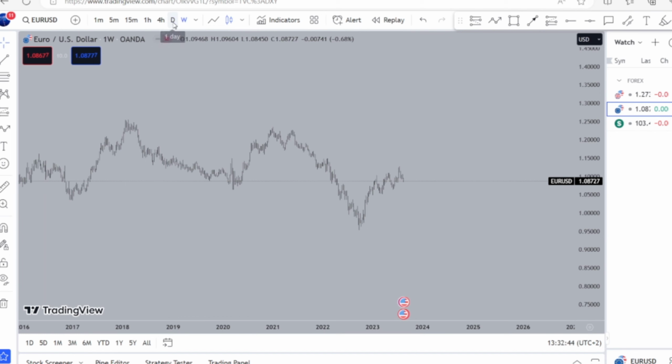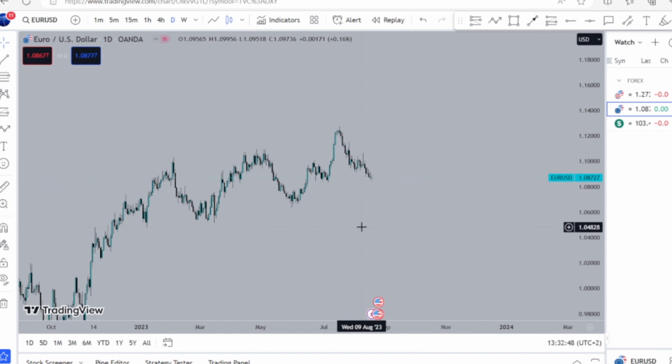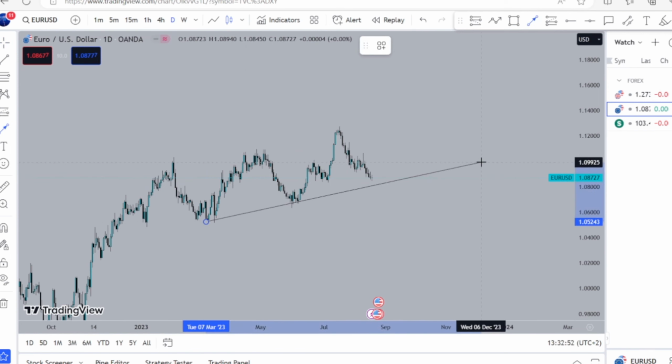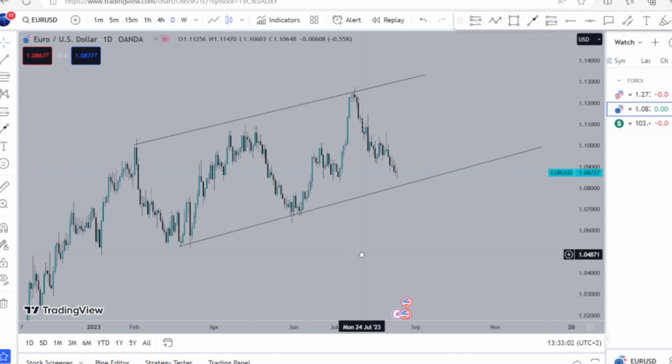Then I scale down to the daily time frame. Then I immediately see a trend right here. First touch, second touch. You might be heading for the third touch. As you can see here, first touch, second touch. Alright, I want to identify my zone.